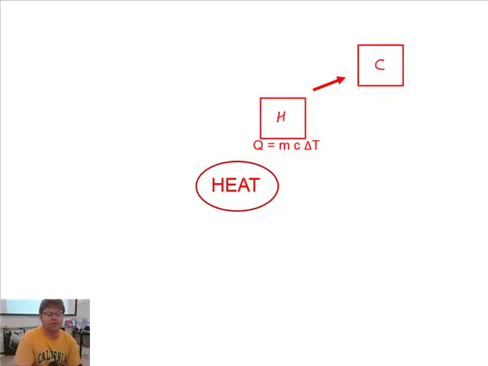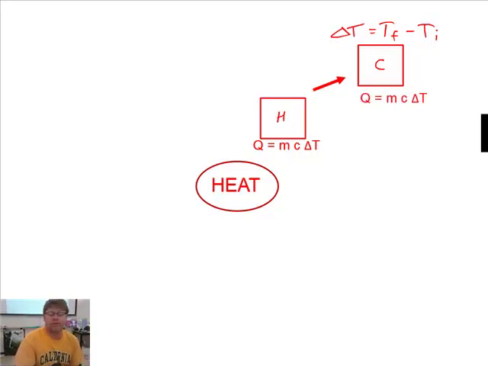This here is the equation where Q stands for heat, m is the mass of the sample, c, we'll talk about, is what's called the specific heat, which depends on the specific substance, and delta T is the final temperature minus the initial temperature, and that's always the change in temperature, whether it's from the hot or cold point of view.